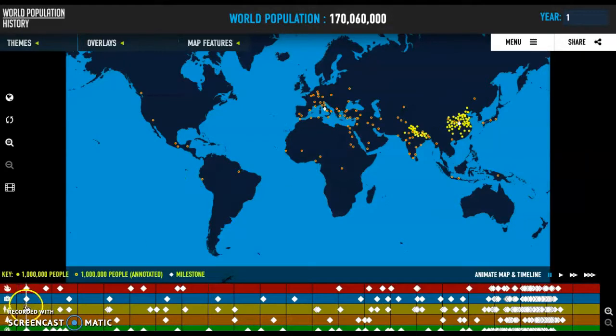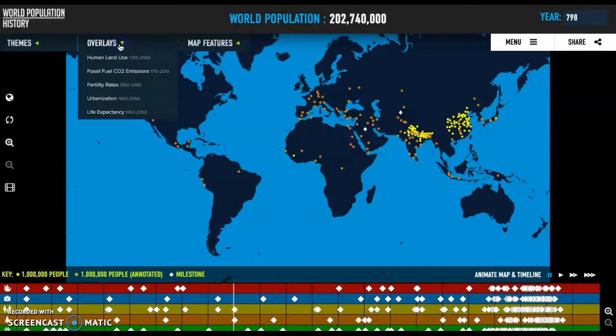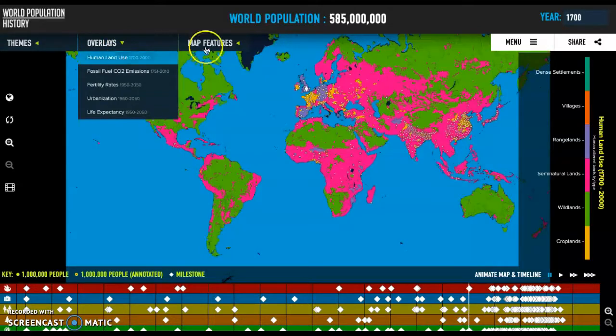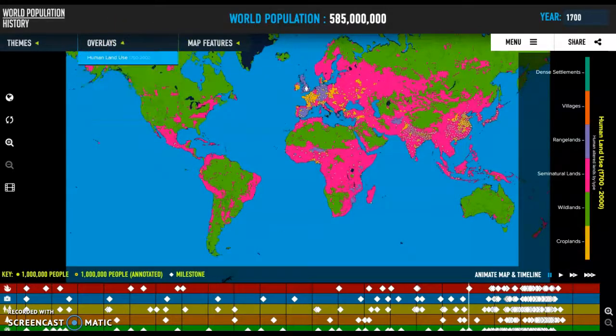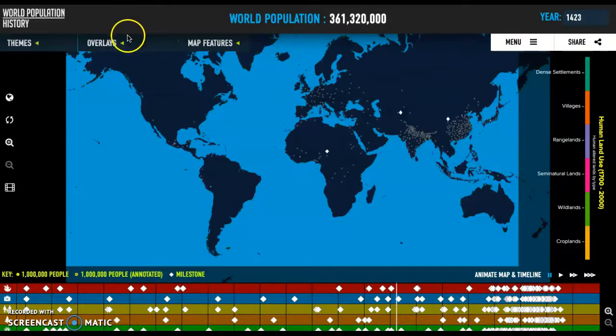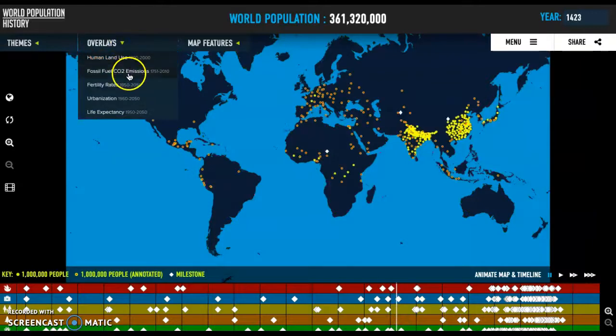So you can go forward in time here to different events, and it'll show the year change and then the population change with the year, some different events here. You can look at the overlays, human land use. It shows the land use at a different time in history. Mess around, use this website to answer the questions on Google Classroom.